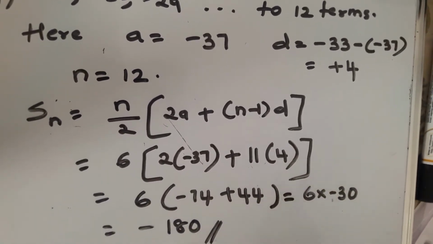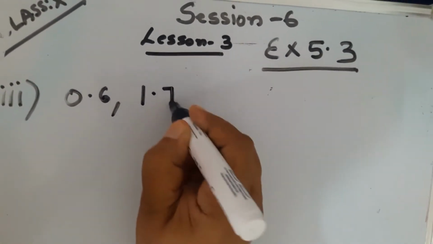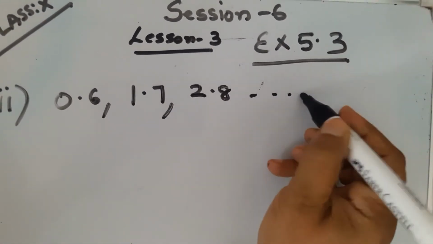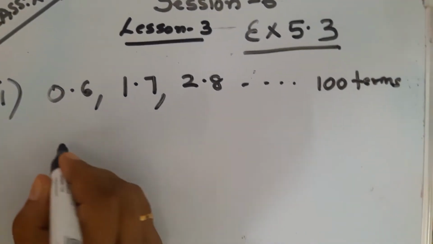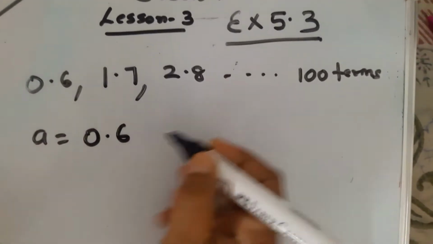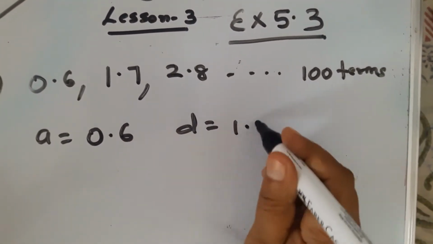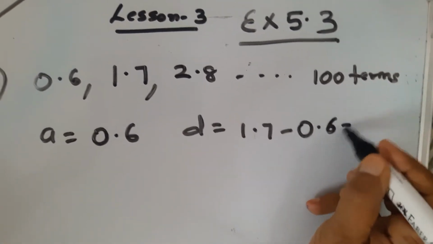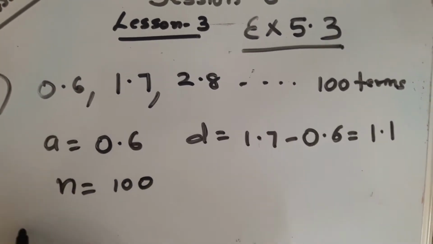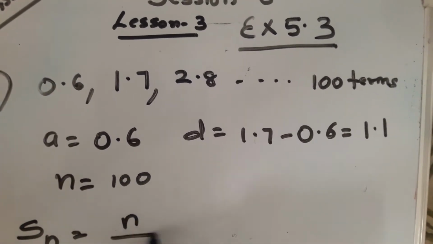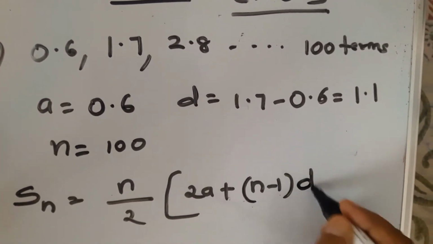Now we will move on to third bit. The third bit is 0.6, 1.7, 2.8, like this, and you have to find out till 100 terms. So what are the things you know? First, a is the first term, 0.6, and your d is the second term 1.7 minus 0.6, that is equal to 1.1, and n is 100. So you have to find Sn. Sn is equal to n by 2 into 2a plus n minus 1 into d.